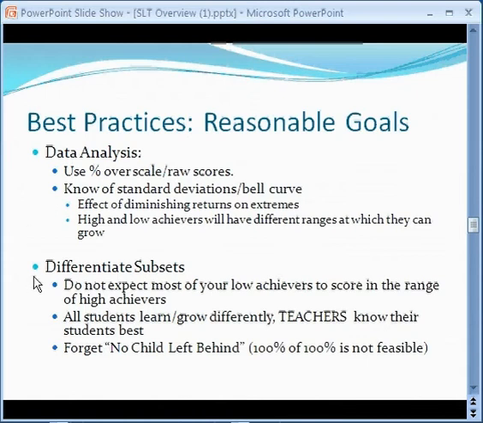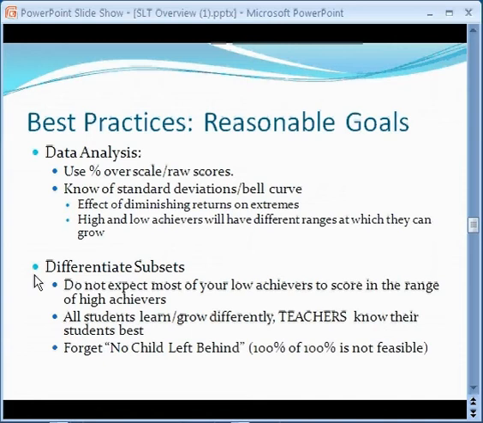In addition, make sure you're differentiating subsets. You cannot expect most of your low achievers to score in the range of high achievers. If you feel that you or your principal have already made a mistake in submitting your student learning target, be assured that the state does promise you can redo them or modify them. Also keep in mind that all students learn and grow differently, and that teachers know their students best. Make sure that you have input in your student learning target and you're the primary voice for the student.